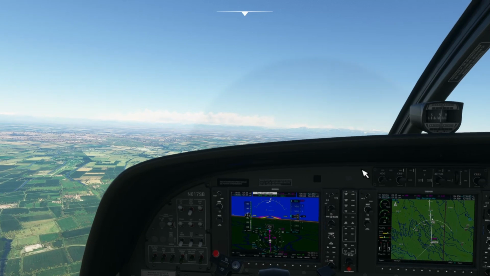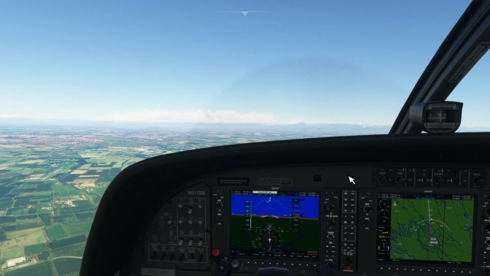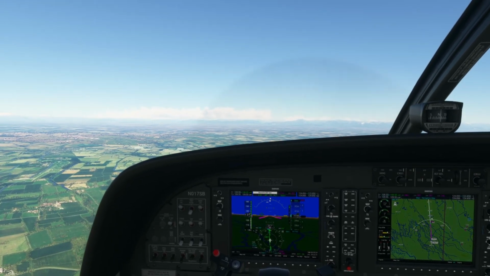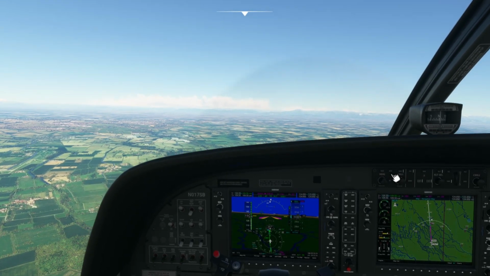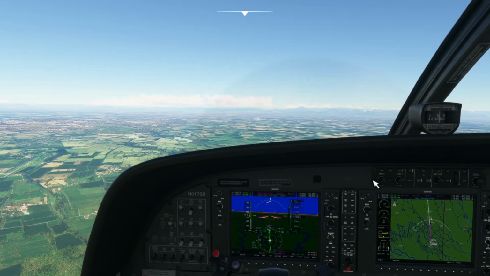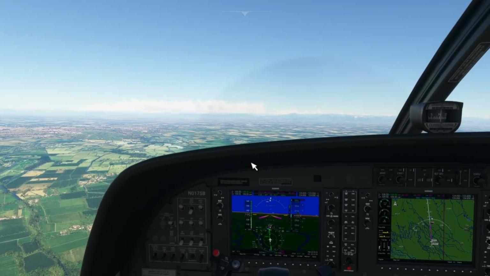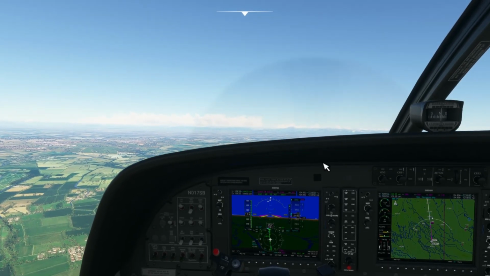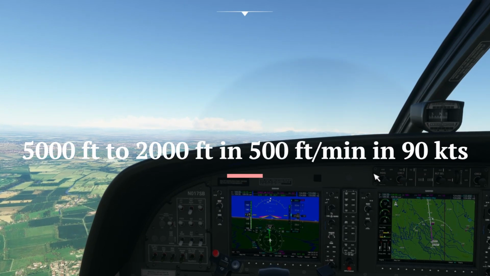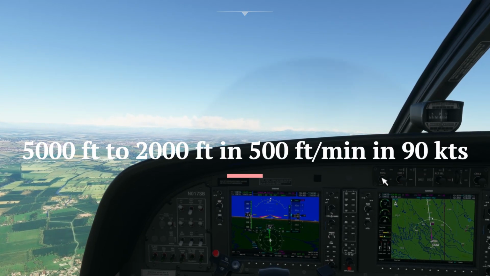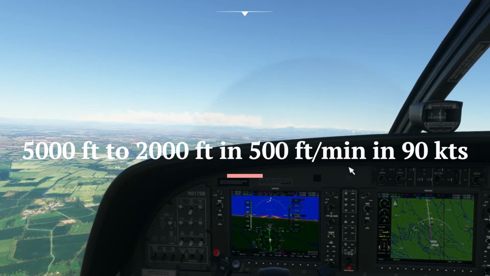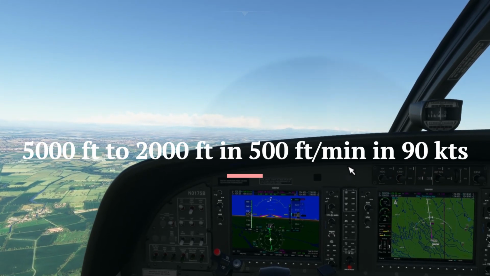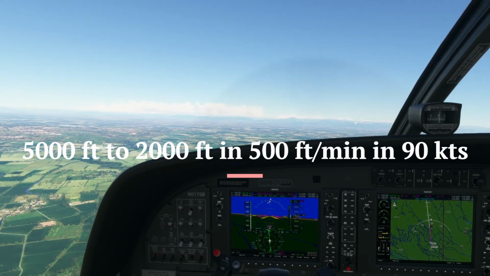It is pretty straightforward. It is simple math, but let's make a scenario which can complicate things, but in the end it is quite simple if you know the experience. So you're coming from 5,000 feet, you're going to 2,000 feet at 500 feet per minute at 90 knots. How many miles away do you have to plan your top of descent? In other words, how many miles away do you need to start your descent?